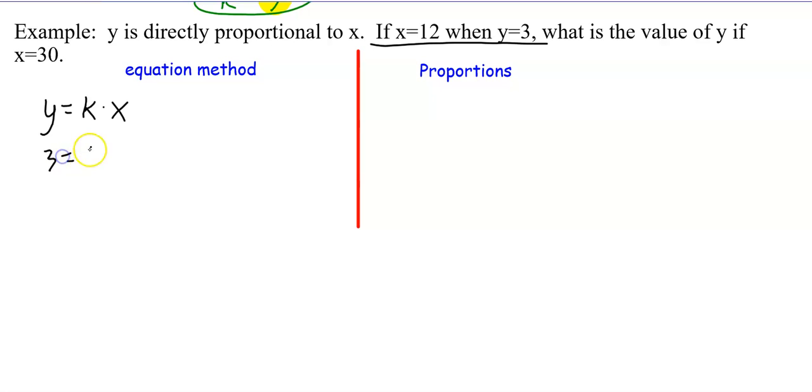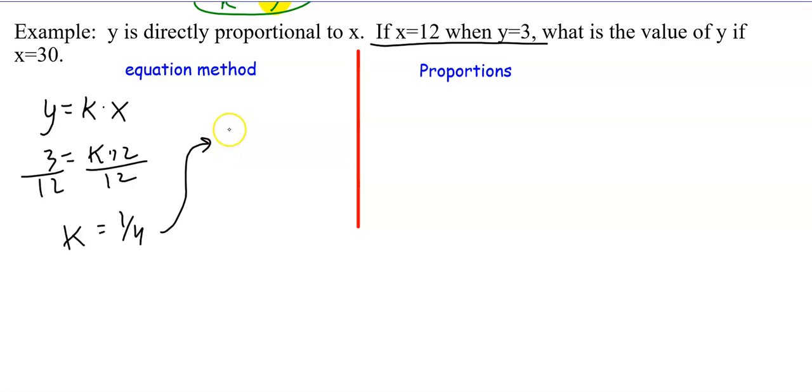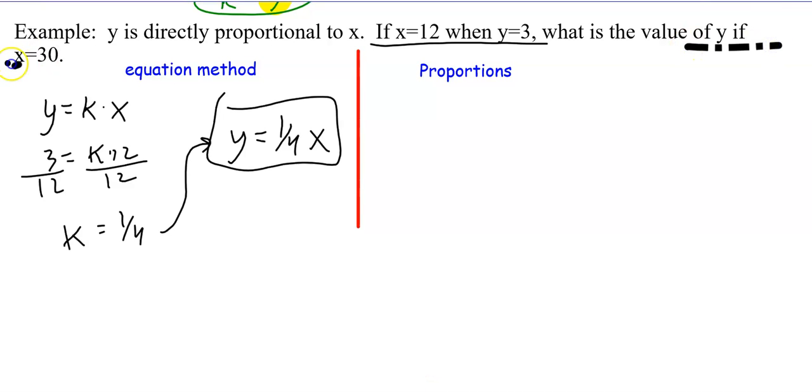So y equals 3, x is 12, divide by 12, you get k equals 1/4. So my function rule is y equals 1/4 times x. Right, we just plugged in our k value. Now it asks a follow-up question. It says, what is the value of y if x is 30? So you're going to go, well, y equals 1/4 times 30.